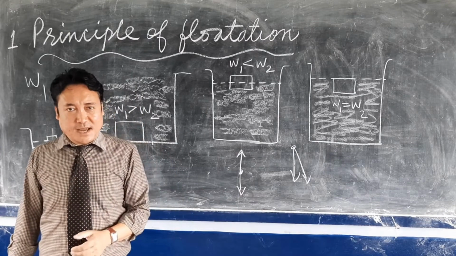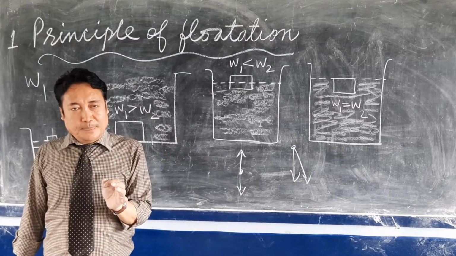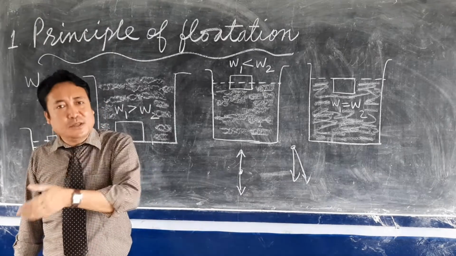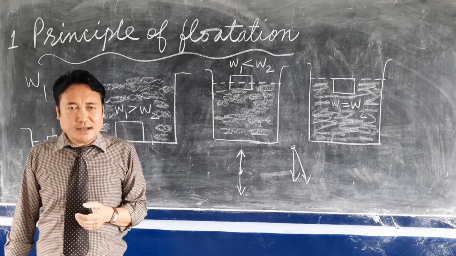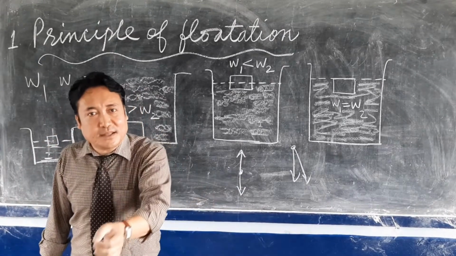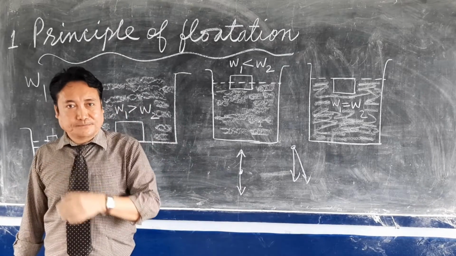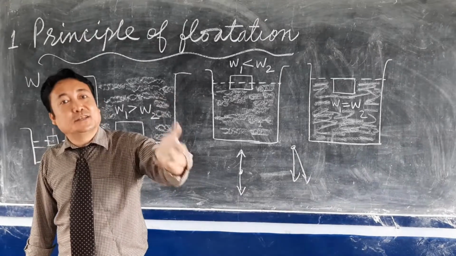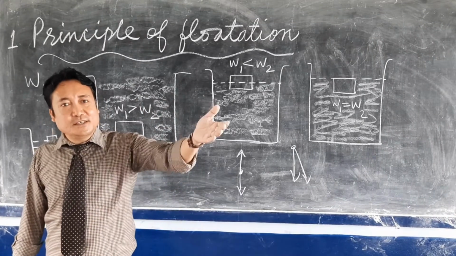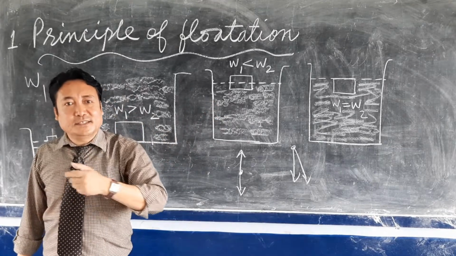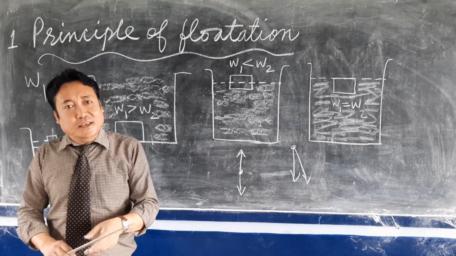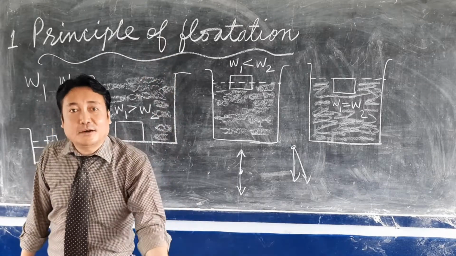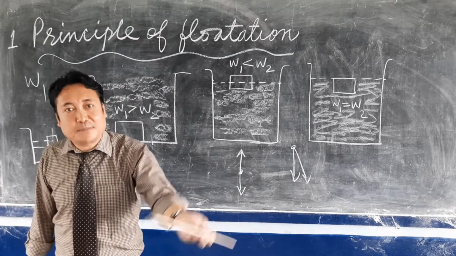Now, why does iron sink in water? The density of iron is more than the density of sea water. That means the weight of the body is more than the upthrust, or the density of the iron is more than the density of water. Therefore, the weight of the iron will be more than the upthrust, the upward force. So the iron will sink.